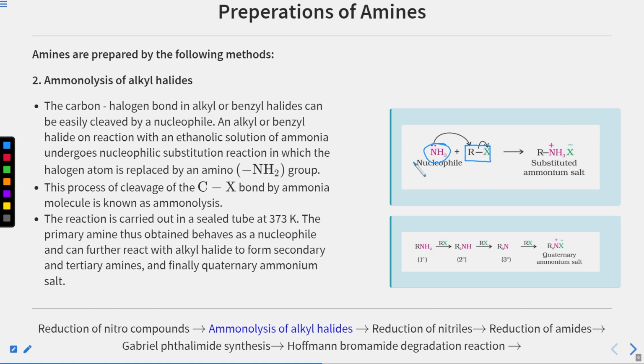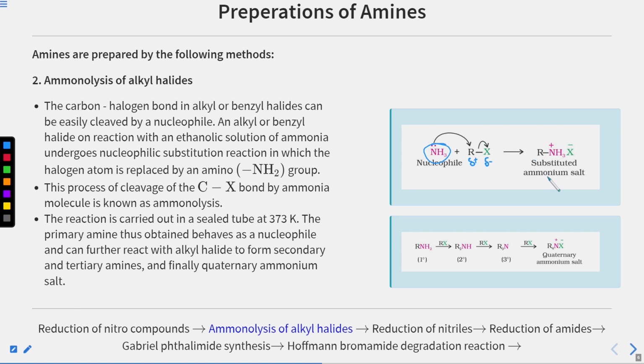Now this compound, RX, is polarized because this X is a halogen and it is more electronegative. So there will be a delta negative charge on this and a delta positive charge on this. Since there is a positive charge and we have negatively charged electrons, that is the lone pair, this lone pair will attack here and this X will be kicked out.